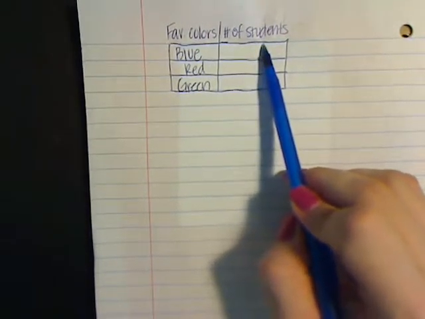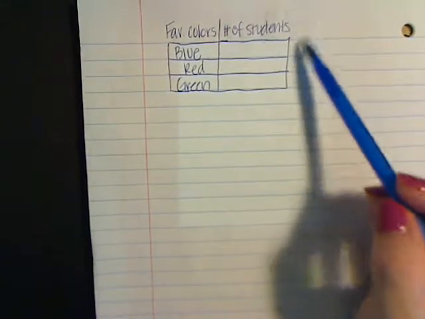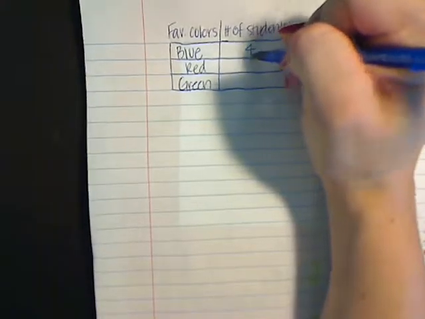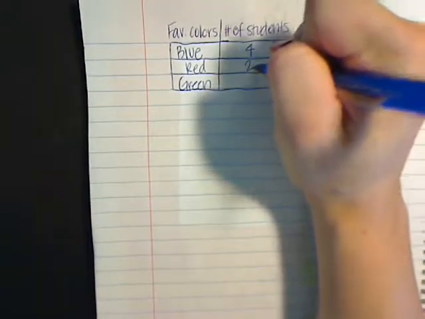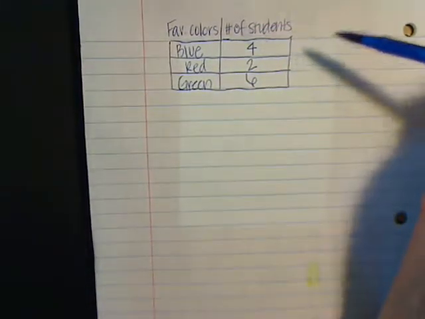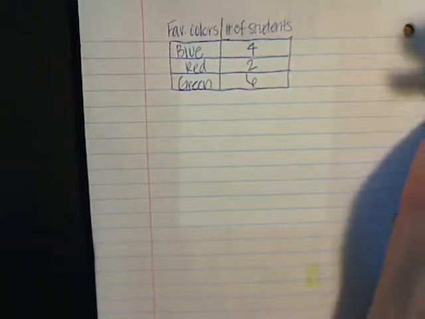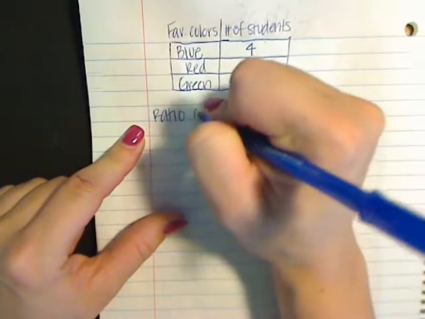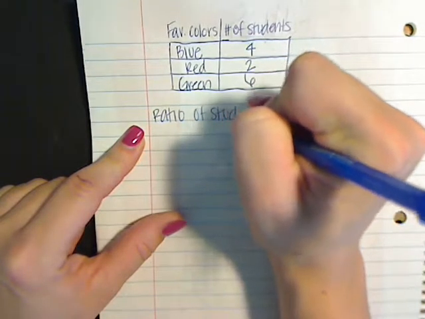Okay, and I want to figure out how many students, and typically this table is already given to you. We're just making it right now. So we'll say there's 4 students who like blue, 2 who like red, and 6 who like green. So we're going to say that this table has already been given to you, and now we're going to write ratios from it.